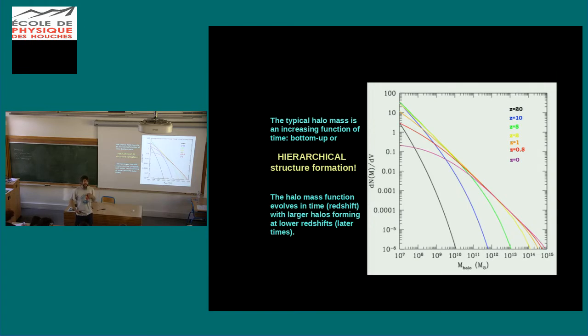Yes? This is from a semi-analytical model. It's not a measurement, but you can measure the dark matter mass function with some assumptions, and it matches quite well in the high mass range at low redshift here, because we don't have observations at very high redshift. But this is from a semi-analytical model.